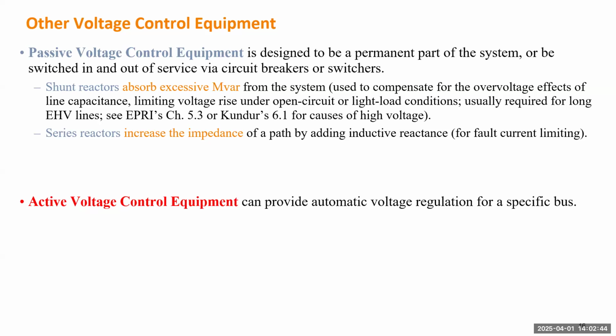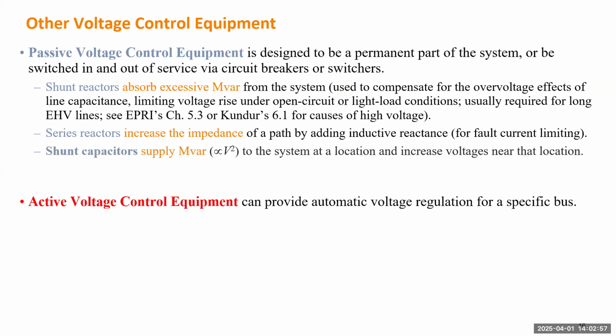So usually it's applied in fault current limiters. If you detect a fault, you can switch in this series reactor, so that will increase the impedance and current will be limited. But this series reactor is not a device for voltage control.